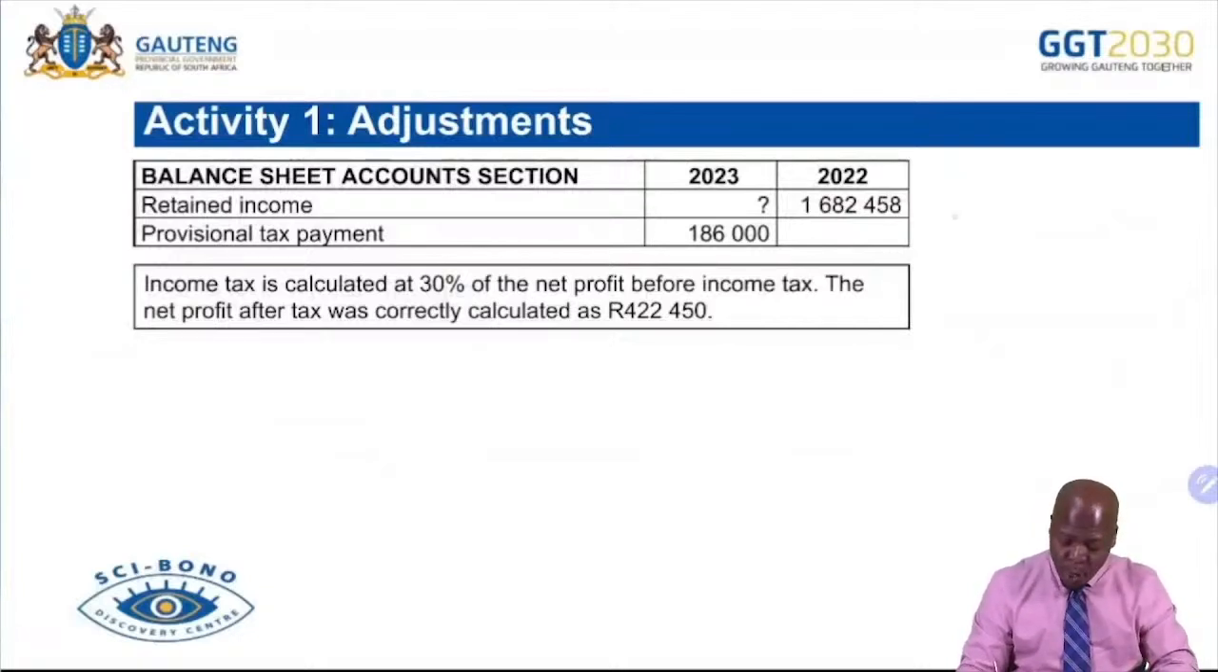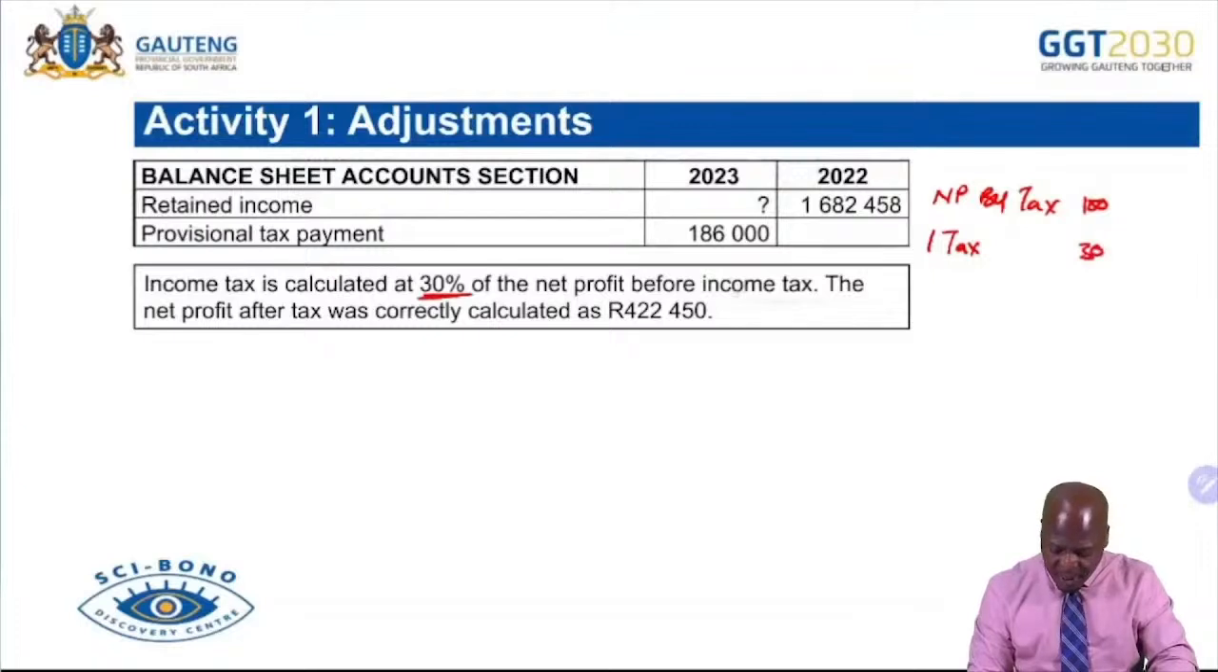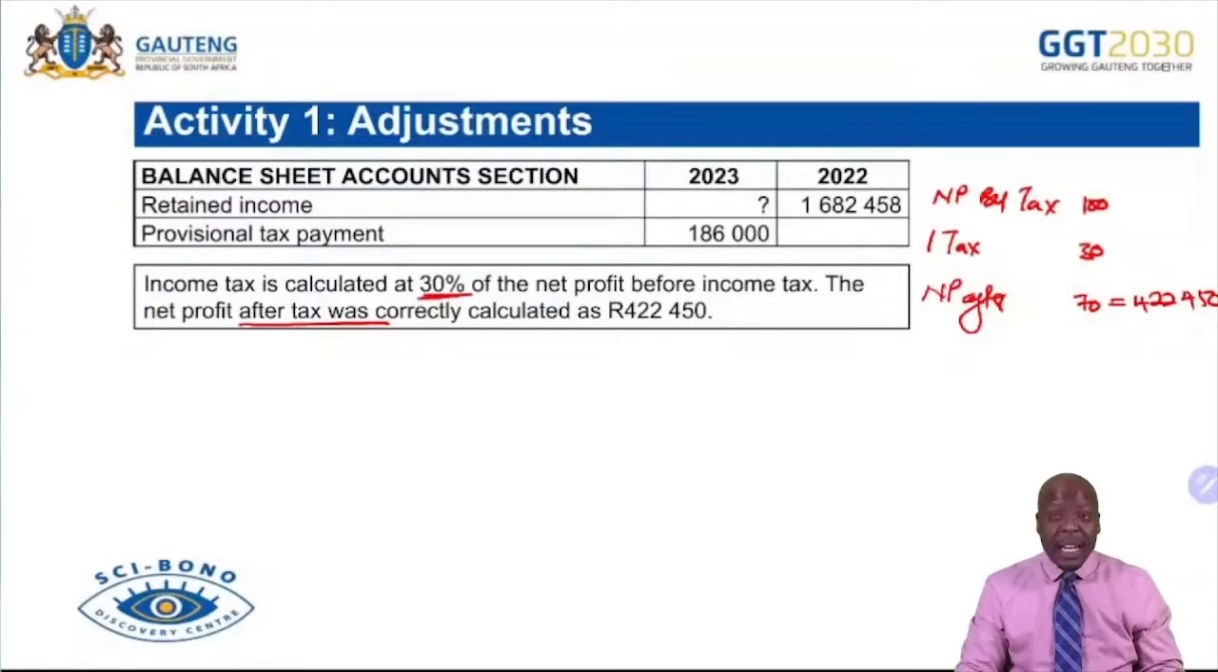So that therefore means we would get our net profit before tax, which we were given, which is 100, remember, and then we're told that income tax is calculated at 30%, which is 30% of the net profit before tax, and then we have net profit after tax, and the net profit after tax is now going to be 70%, and we are told it is 422,450. So we can calculate a number of things here.